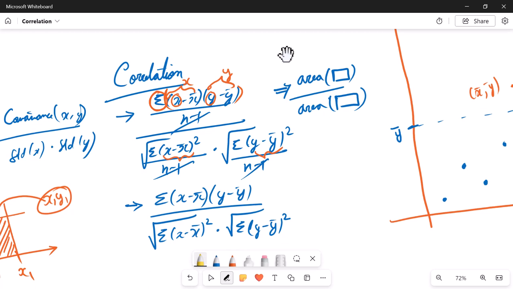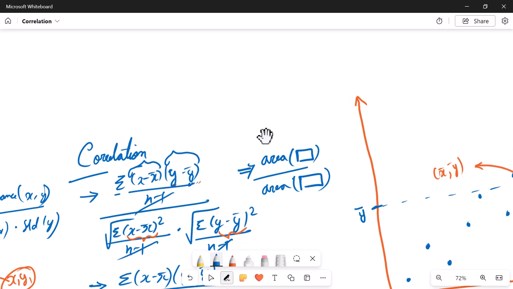As you can see here, let me clean it up a little bit. Sigma x minus x bar times y minus y bar. If you have studied transformation of axes and shifting of origins in your high school mathematics, then you might have noticed that here we are performing the shifting of origin methodology, and we are shifting the origin to x bar and y bar. If you're not familiar with that, let me give you a brief overview.